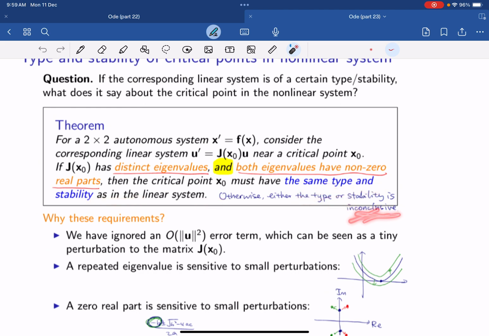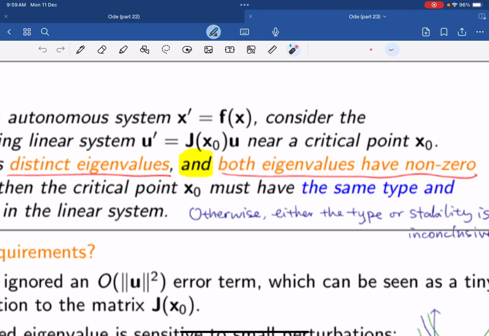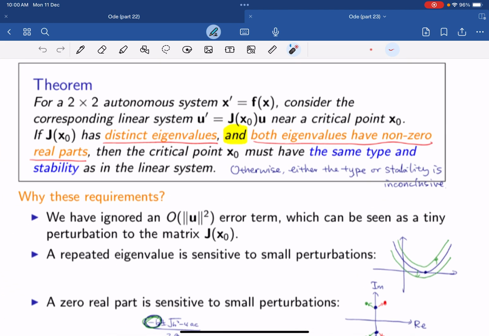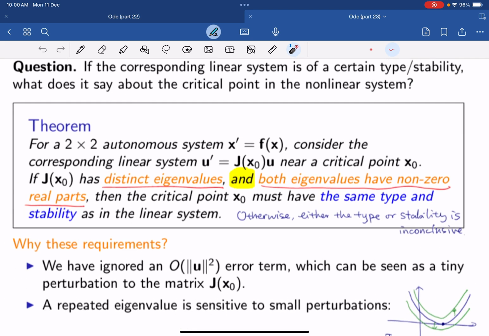Otherwise, it's inconclusive. So the idea is now, you have the Jacobian already, you find its eigenvalues, and see whether they are distinct and have non-zero real parts. Then you can say that this critical point, whatever type, must be the same type in the nonlinear system as well.